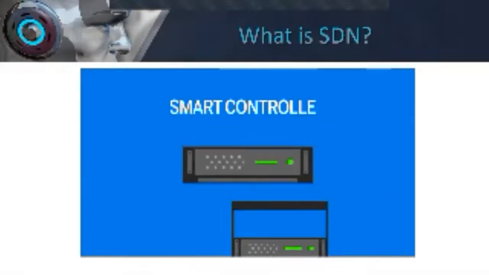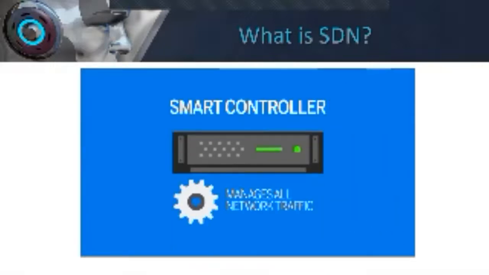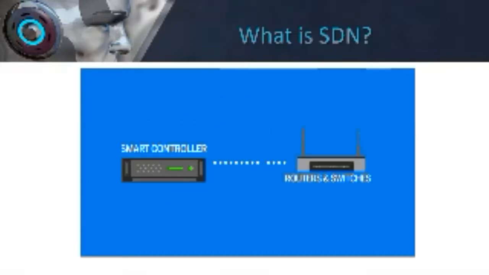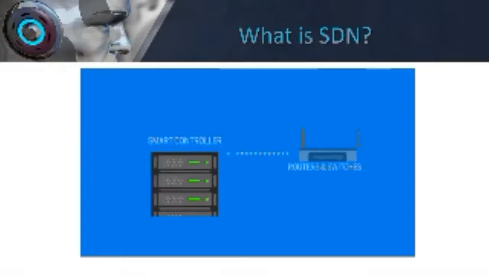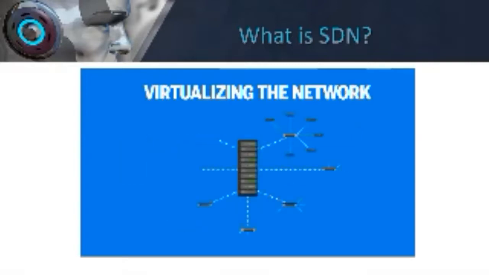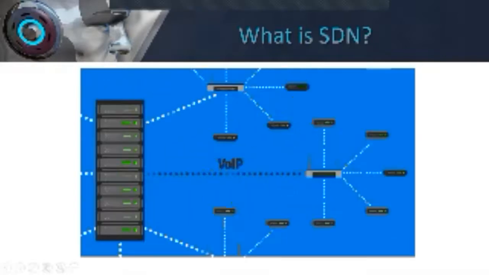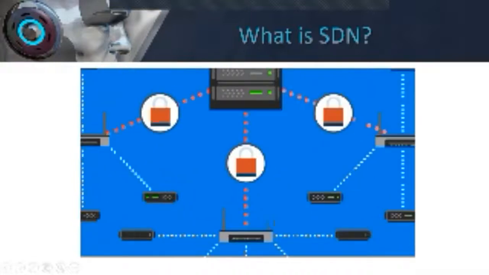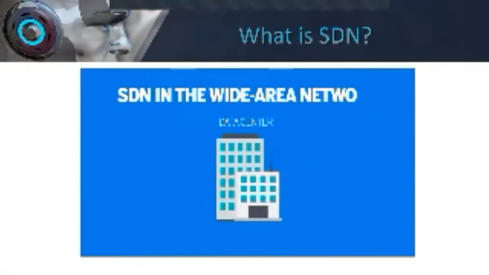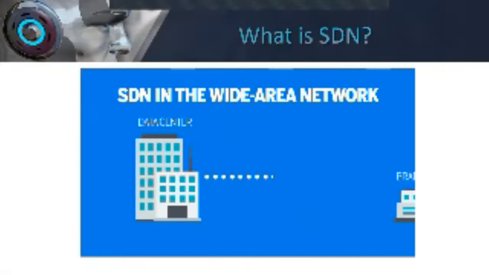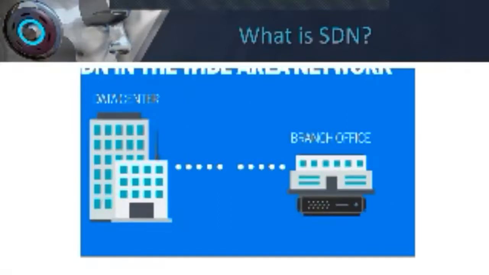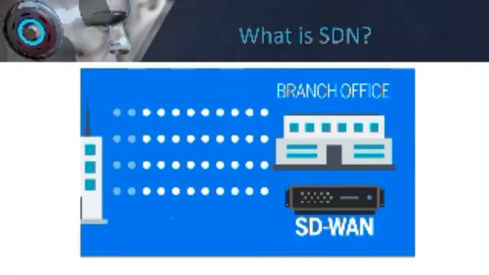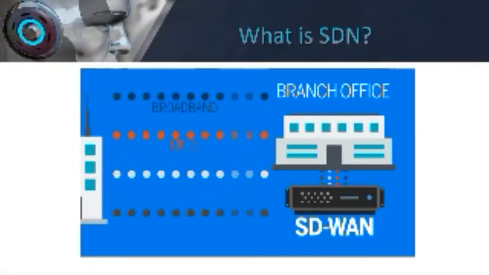There is a smart controller running specialized software that manages all network traffic in the data center, and a series of routers and switches that forward packets of traffic. Virtualizing the network comes with advantages. Networks can be spun up and down dynamically, they can be fine-tuned for specific application use cases, and security policies can be installed on each individual network. Today, the SDN market has evolved, and it's breaking out of the data center. SDN is being used in the wide area network to control how enterprises connect to their branch offices. This use case, called SD-WAN, uses software to aggregate multiple types of network connections, such as broadband, MPLS, or wireless, to create strong and cost-effective connections.